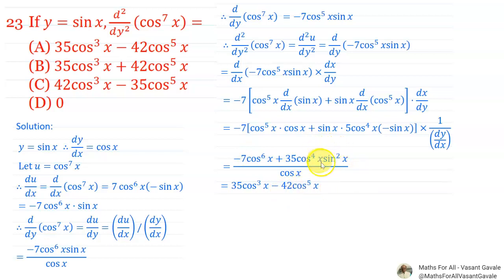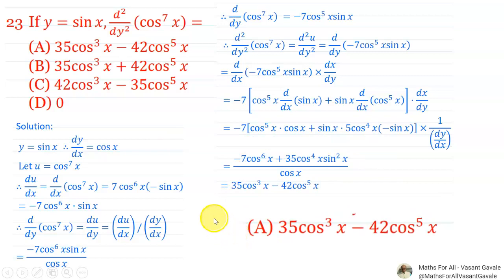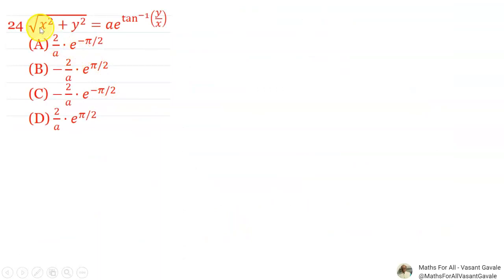म्हणजे काय, या sin square x साठी तुम्ही काय सबस्टिट्यूट करणार, 1 minus in bracket 1 minus cos square x, then simplify it, then you will get here 35 cos cube x minus 42 cos of x raised to 5 and hence the option A हा या ठिकाणी करेक्ट आहे. ओके, या ठिकाणी sin square x is replaced by in bracket 1 minus cos square, then you will get here required answer. Next example, in root of x square plus y square is equals to a times e raised to tan inverse of in bracket y upon x.